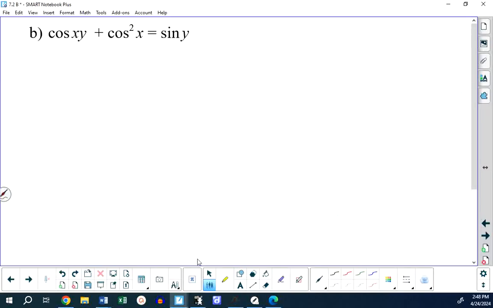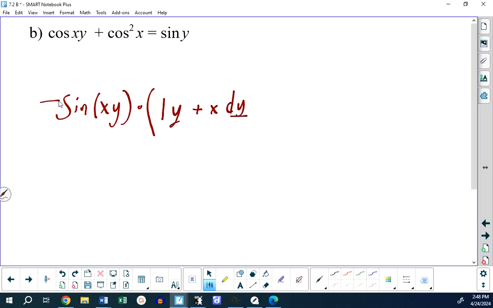How do we find the derivative of cosine of xy? Well, it's the negative sine of xy times the derivative of xy. Right? The derivative of a cosine of a thing is the negative sine of the thing times the derivative of the thing. And xy is a product. The derivative of x times y plus x times the derivative of y. There's our goal, dy/dx.